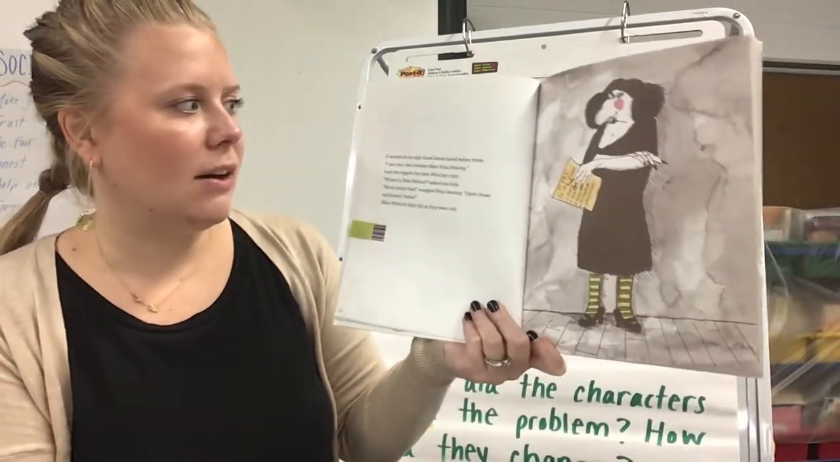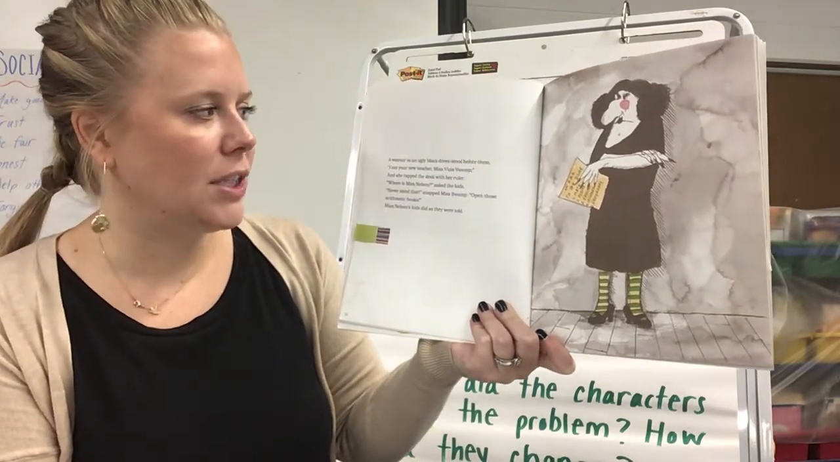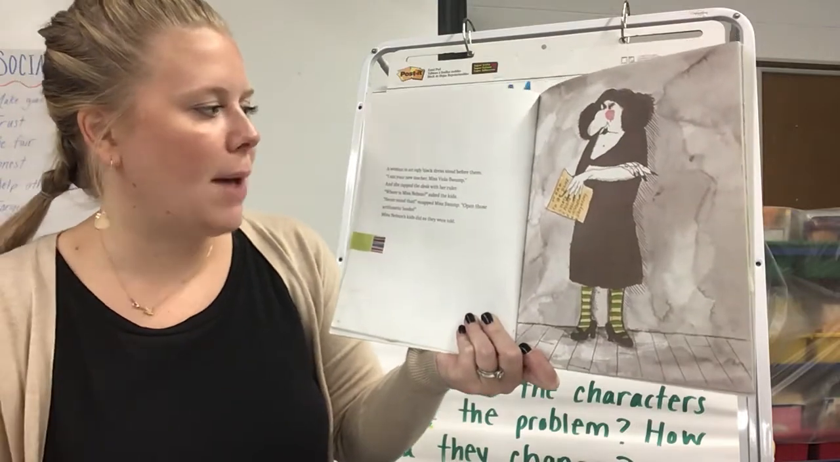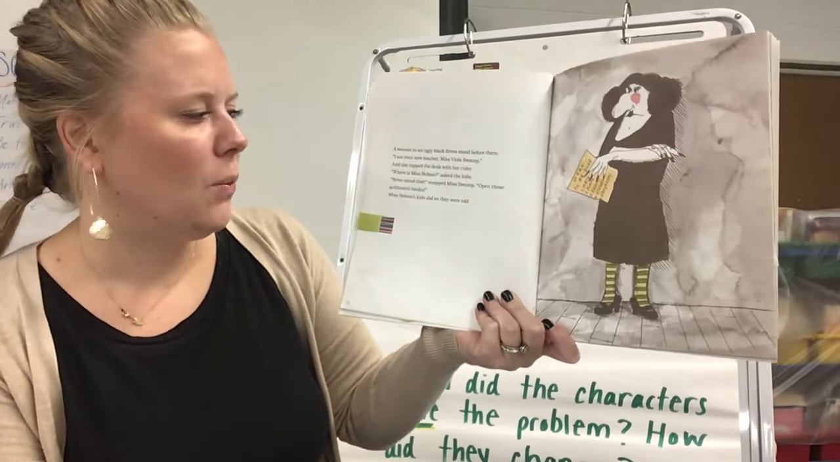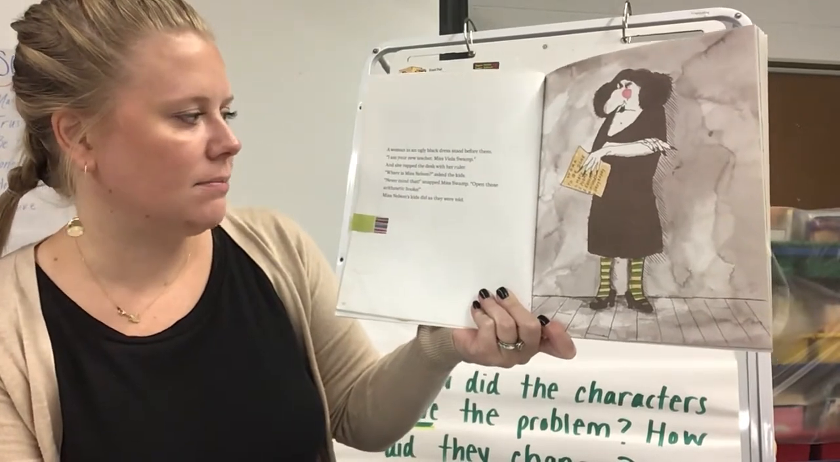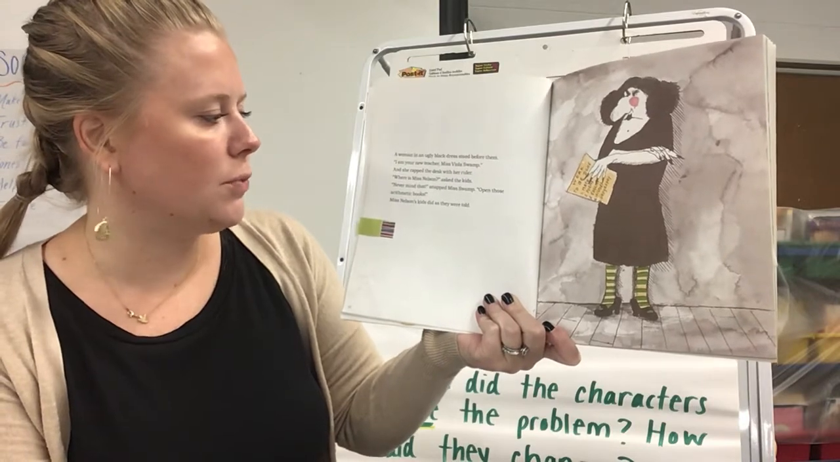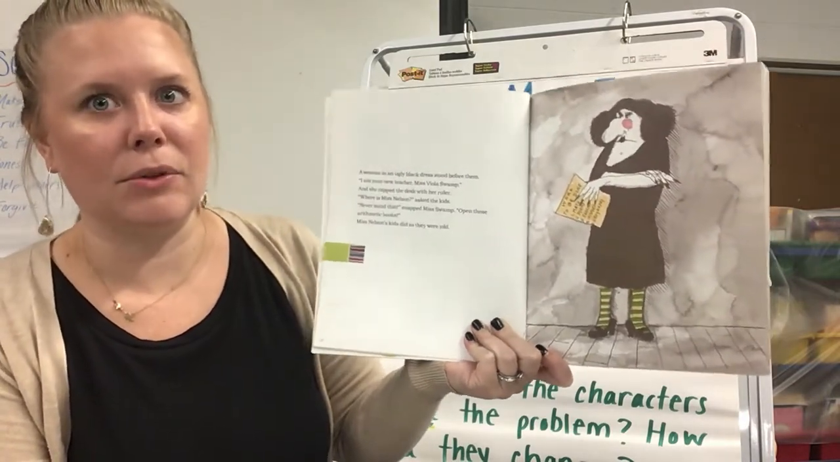A woman in an ugly black dress stood before them. I am your new teacher, Miss Viola Swamp. And she rapped the desk with her ruler. That means banged really hard. Where's Miss Nelson? Said the kids. Never mind that, snapped Miss Swamp. Open those arithmetic books. Well, Miss Nelson's kids did as they were told.